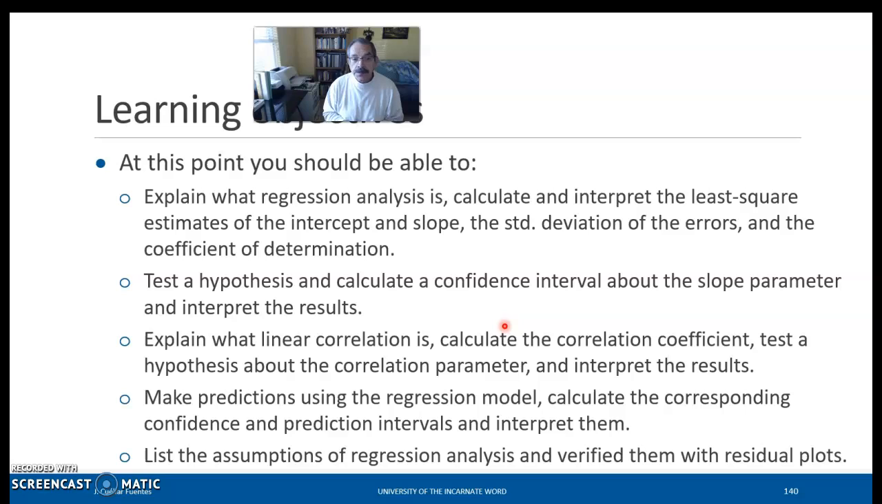interpret the results. You should be able to explain what a linear correlation is, calculate the correlation coefficient, and test the hypothesis about the correlation parameter and interpret the results. And then you should be able to make predictions using the regression model, calculate the corresponding confidence and prediction intervals and interpret them, and list the assumptions of regression analysis, and explain how they are verified with residual plots.